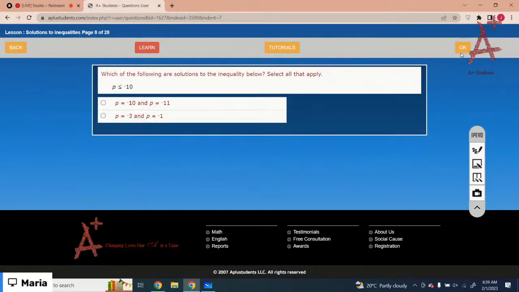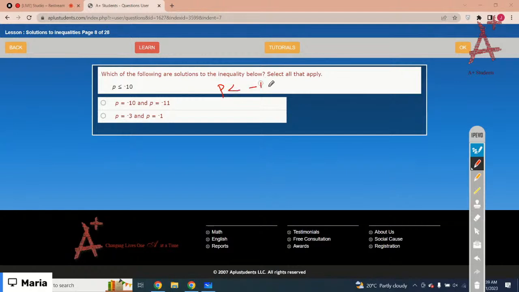Okay, the next one is, which of the following are solutions of the inequality? P is less than or equal to negative 10. Just look at the first option: P equals negative 10 and negative 11. Negative 10 is less than or equal to negative 10. This is true, they are equal. And then negative 11 is less than or equal to negative 10. So negative 11 is smaller than negative 10. So option number 1 is the correct option. Got it?